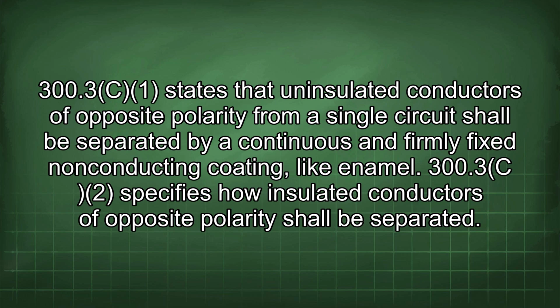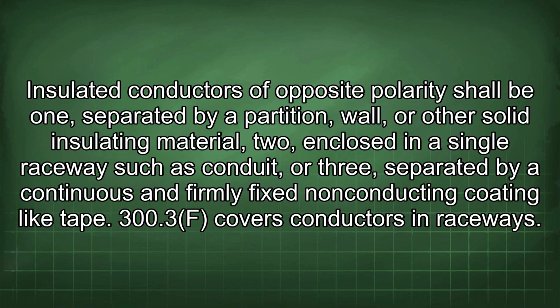300.3c2 specifies how insulated conductors of opposite polarity shall be separated. Insulated conductors of opposite polarity shall be 1. Separated by a partition, wall, or other solid insulating material. 2. Enclosed in a single raceway such as conduit. Or 3. Separated by a continuous and firmly fixed non-conducting coating like tape.